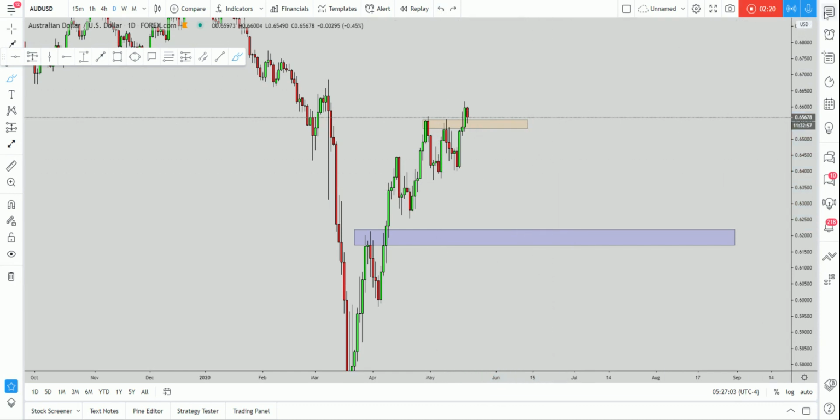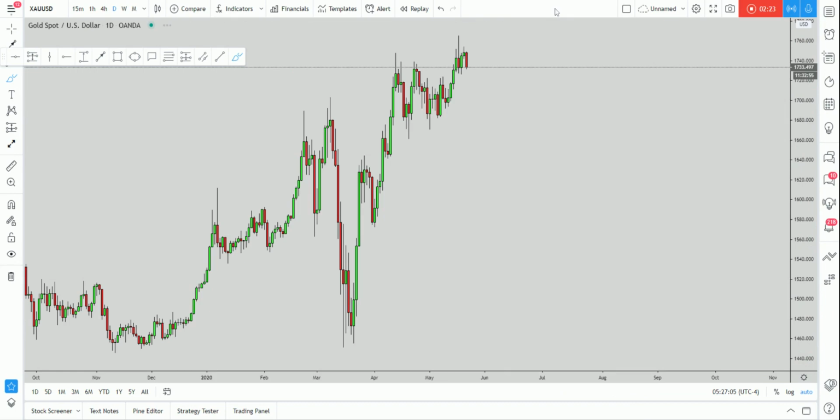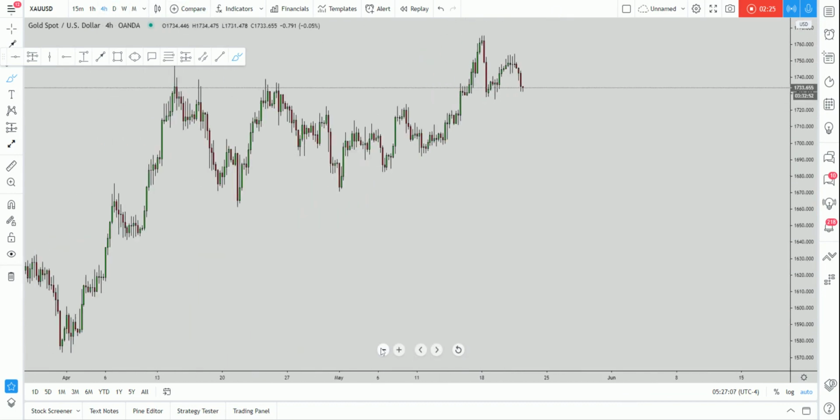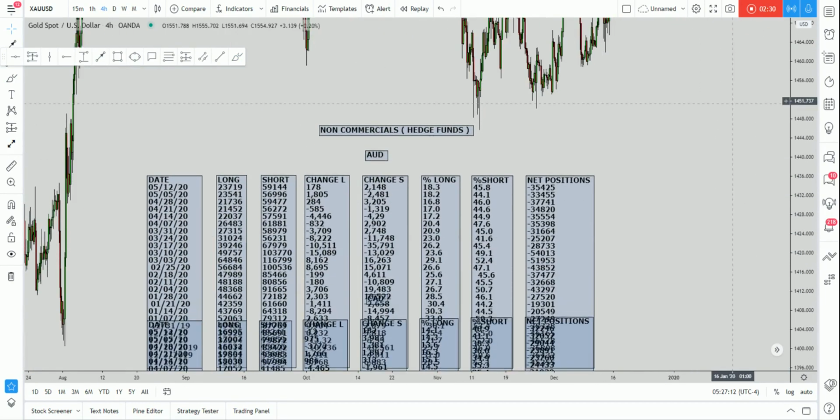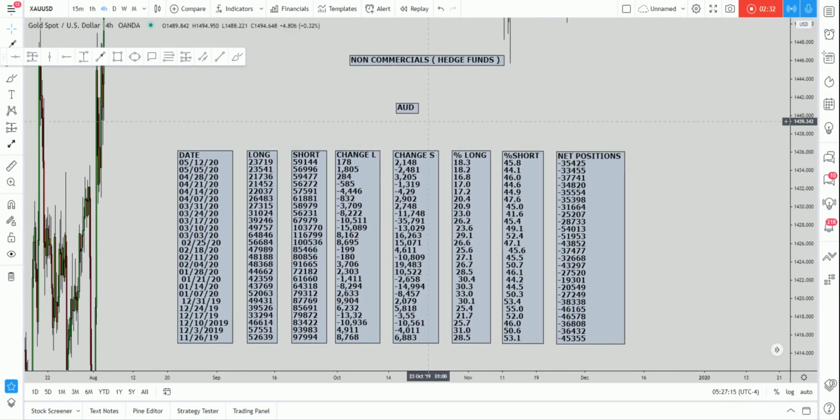Now, speaking about hedge funds, let's go and see what kind of situation there is at the moment from a COT perspective, so commitment of traders on AUD USD. Let's go and get our data to see what kind of situation we have. Now, from an AUD USD perspective, we can see that with the last report, hedge funds have opened another 2.1k short positions, therefore bringing the net positions at minus 35k with 59k shorts and 23k longs. So having a 45.8% short exposure and only 18.3% long exposure.